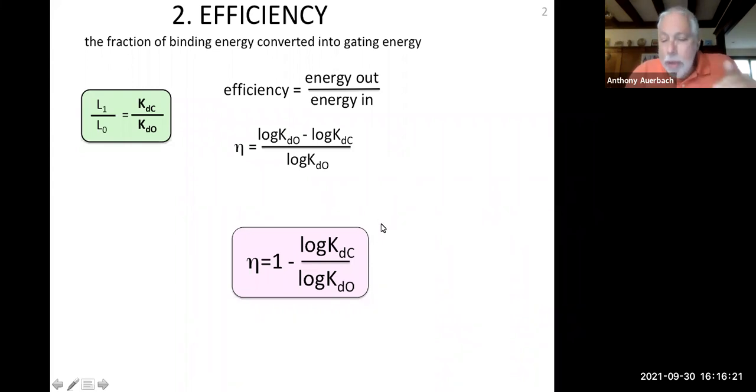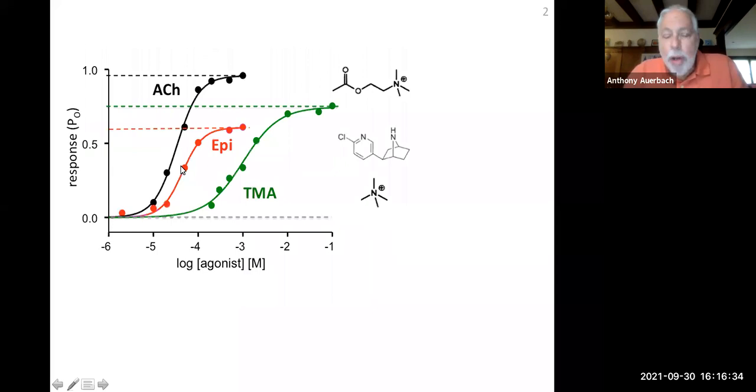But I told you we can get there from kinetic modeling and from a dose response curve. I showed you how you get there from a dose response curve. So let's stick with those two methods. The rest of the talk, I'm going to measure efficiency by those two methods. So here's our dose response curve. And now looking at it with an eye towards efficiency, you can see that the energy in is about the same for ACh and epibatidine, but ACh has a higher response. So you would say ACh is the more efficient agonist.